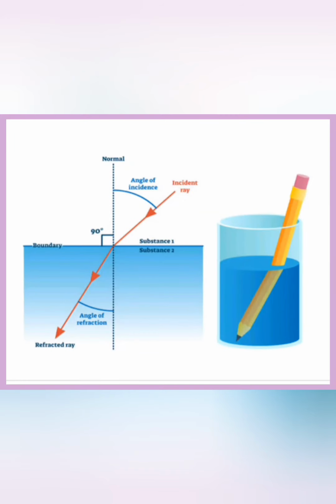So Snell's first law says that the incident ray, the refracted ray, and the normal at the point of incidence all lie in the same plane. So this is the boundary or the plane. So this incident ray, refracted ray, and the normal all lie in the same plane at this point. Okay, so this is the first law of refraction, or Snell's first law.